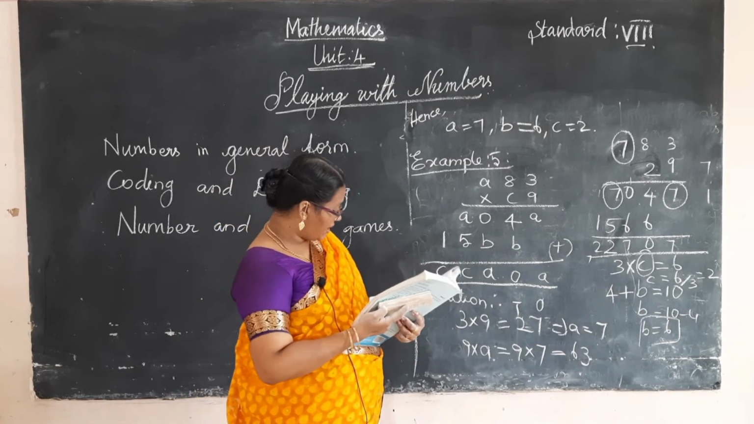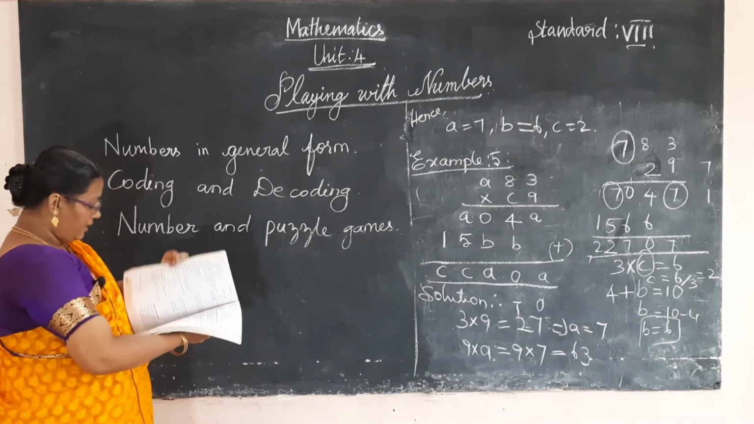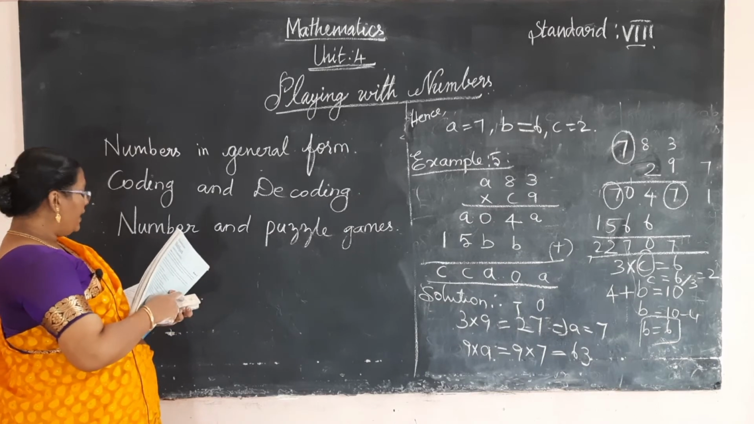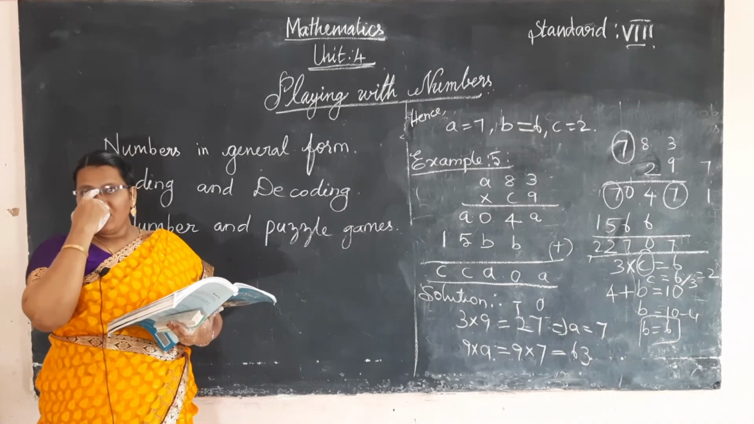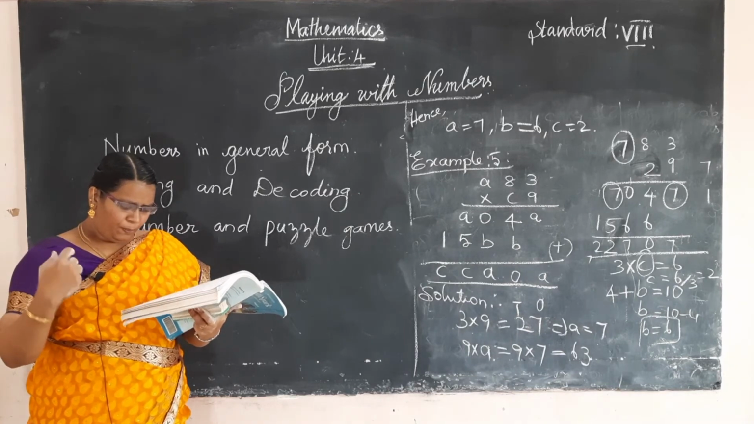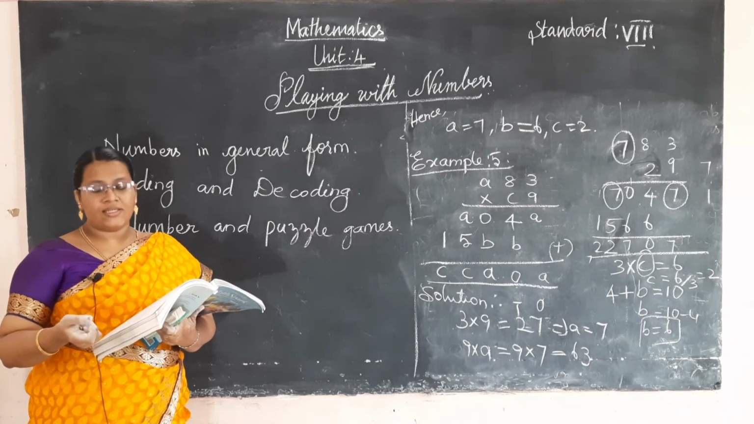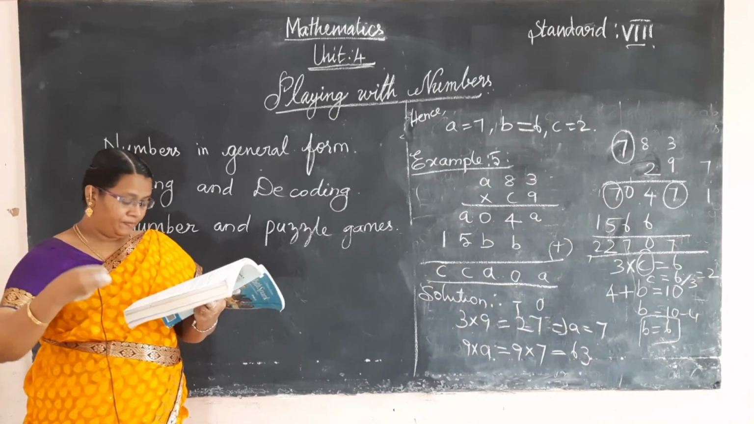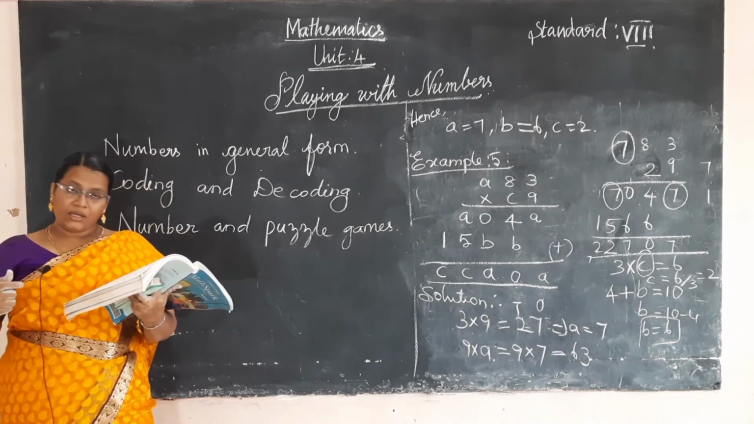Fifth problem is completed. I will move to the next concept, coding and decoding. Many messages of strategic importance which are sent by politicians, army, and businessmen may require secrecy.